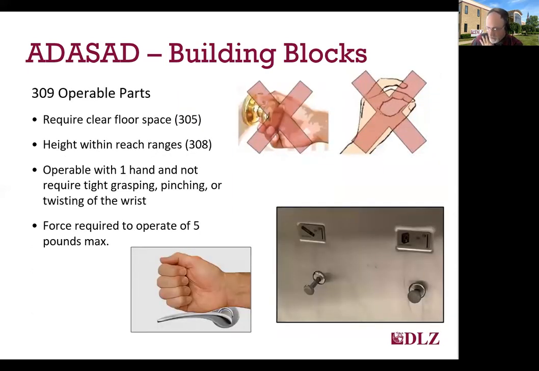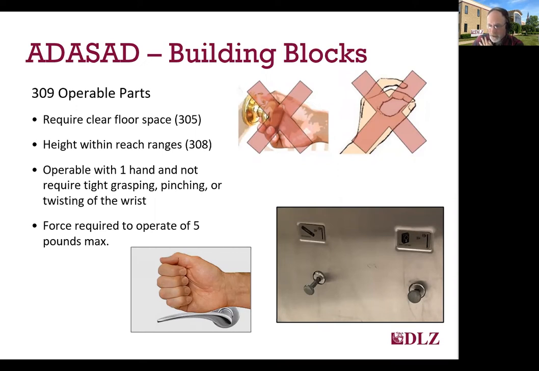The last building block I want to cover is section 309, which includes requirements for operable parts, which applies to things like door handles and locks, along with a number of other operable parts of amenities coming up later in the presentation. Operable parts must be usable by one hand. Oftentimes we say, let's use a closed fist test. If I can operate it with a closed fist, someone with arthritis or something like that could operate that door handle or that other operable part.